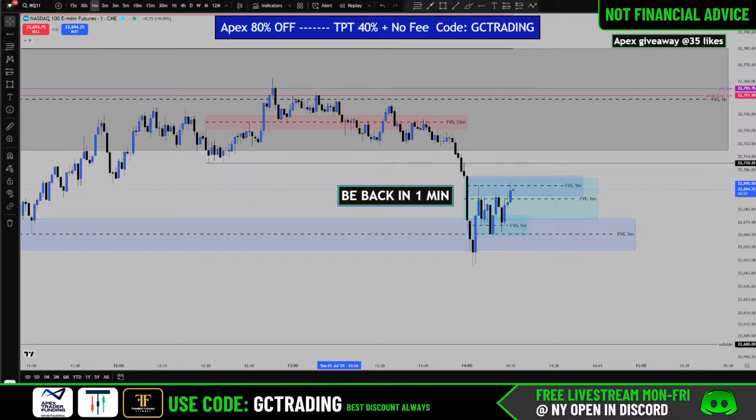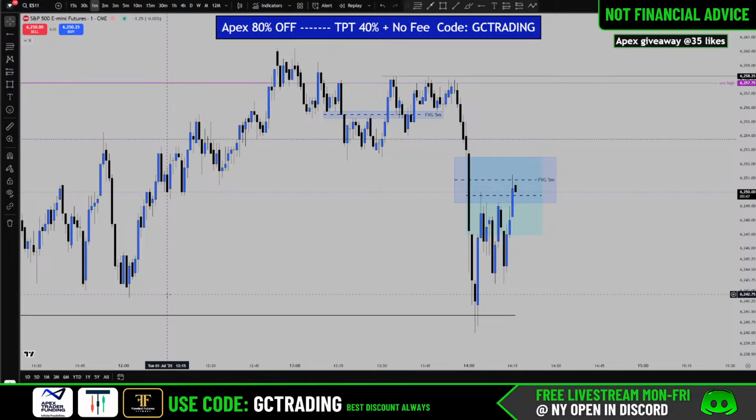All right, I'm back. Okay, so it looks like we are pushing up a little bit here into that 5-minute gap. Let's see if we can get that buy sequence up. Let's go look at ES. Okay, yeah, so same thing with ES, right? Same thing.